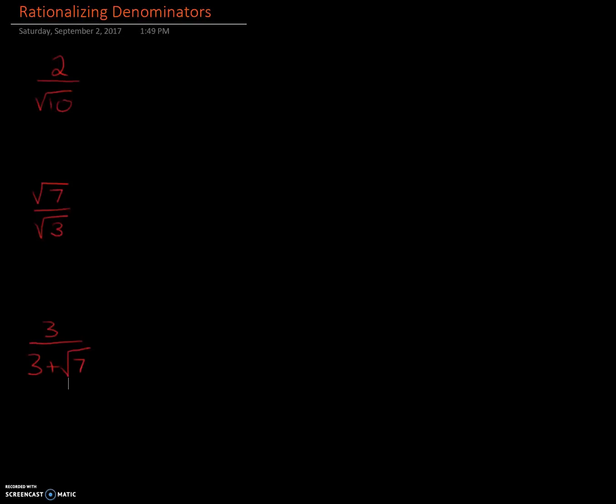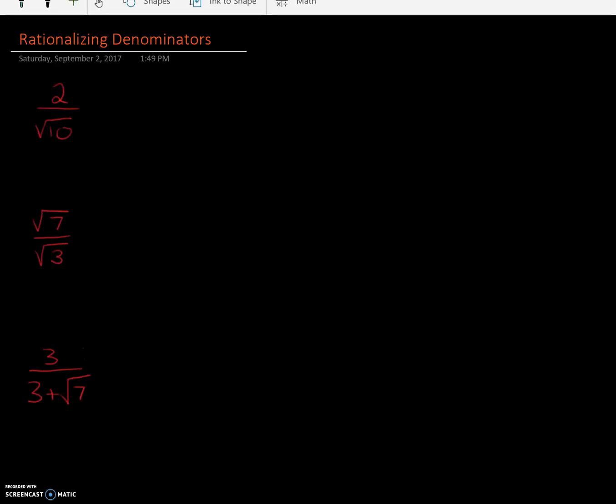Okay, so we're going to take a few examples and take a look at those. To start, we'll look at 2 over root 10. Now, we have a radical in the denominator, so that means we're going to have to rationalize.